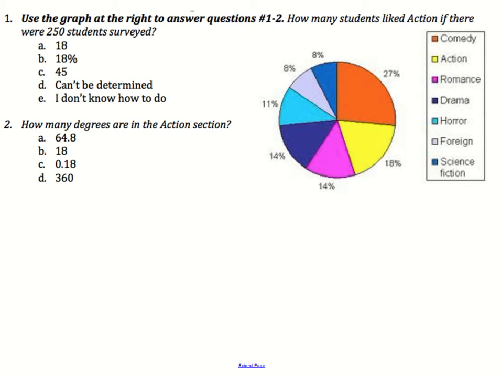So here we have a pie chart. It says how many students liked action if there were 250 student surveys. It looks like they surveyed students about their movie choices. Action is yellow over here, which is 18%. And there were 250 students surveyed. So remember, we can change that to a decimal, 0.18. If we take 0.18 times 250, that is going to give us our number. So pull your calculator out and do that right now. Do 0.18 times 250, and that's going to give us 45 right there.